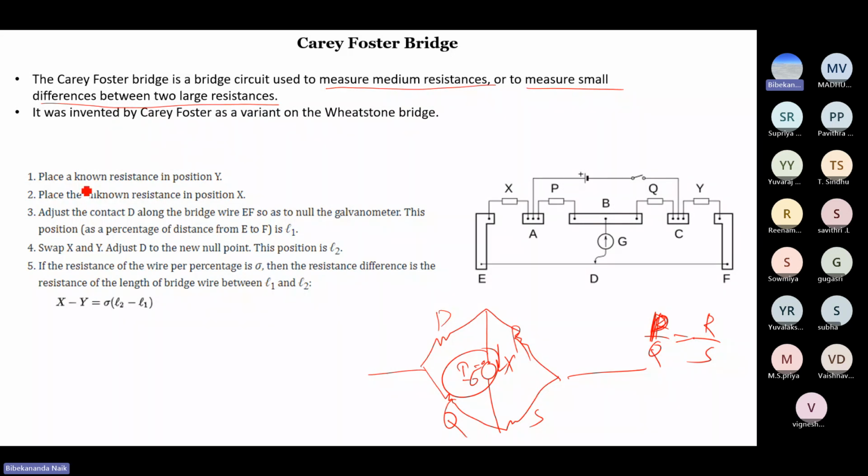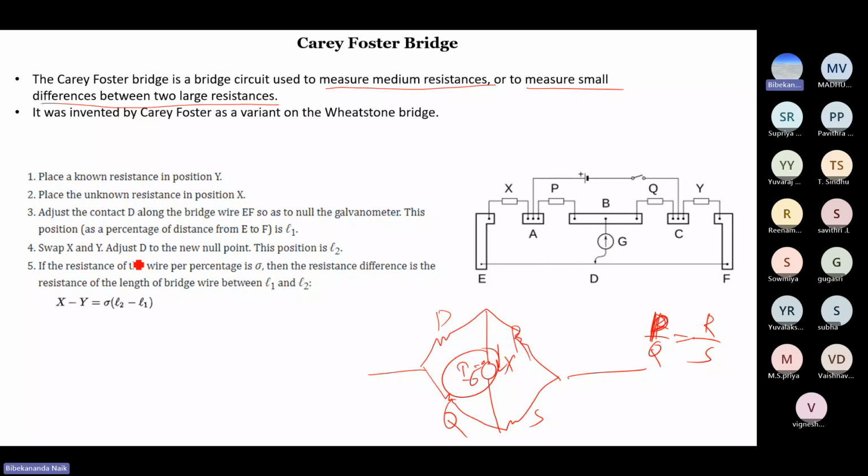So now how is this formed? In the position of X, we first place an unknown resistance, and in the position of Y, we place a known resistance. So it will be P by X is equal to Q by Y. In this case, if P by X is equal to Q by Y, there will be no current in this galvanometer, and we call it the balanced bridge.